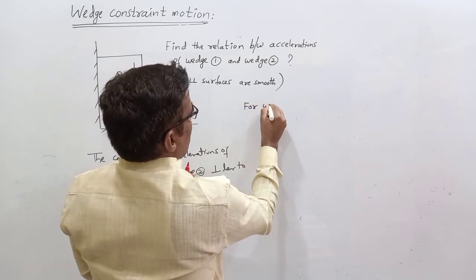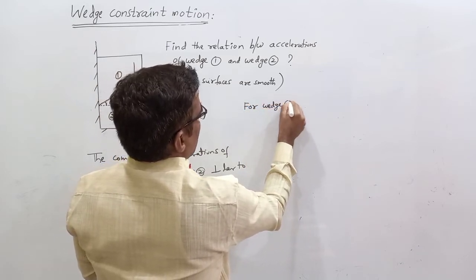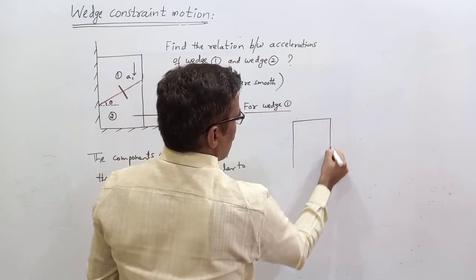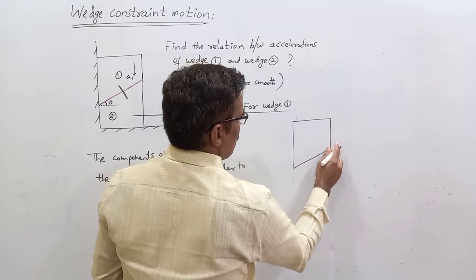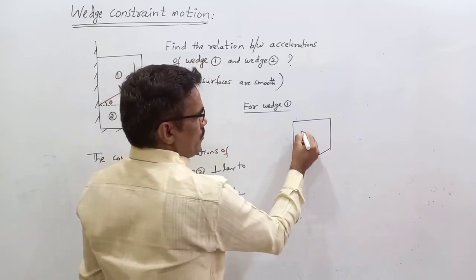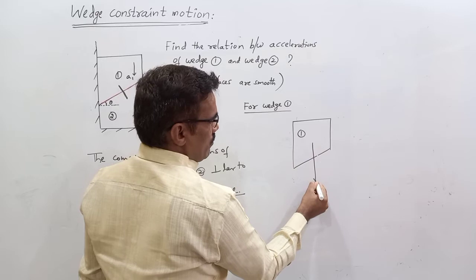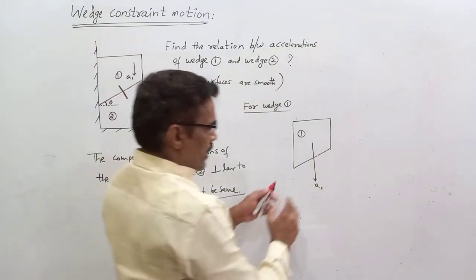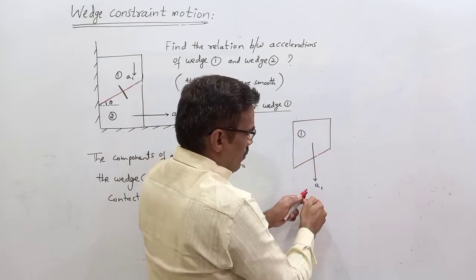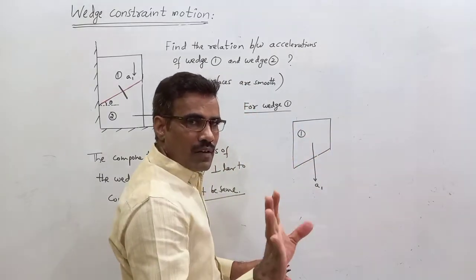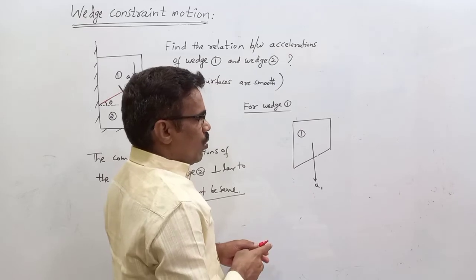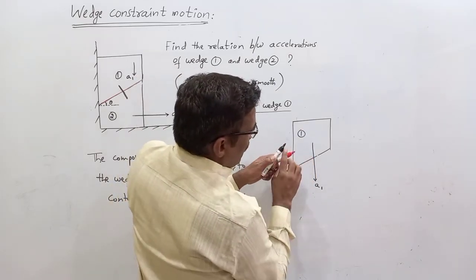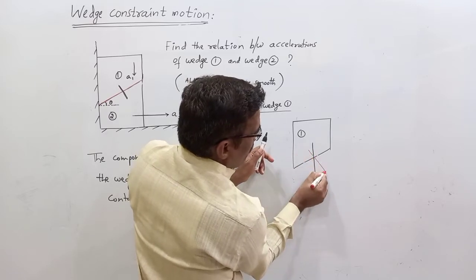So for wedge 1, wedge 1 moves vertically downward with acceleration A1. Clear? But what is the component of acceleration perpendicular to the contact surface?